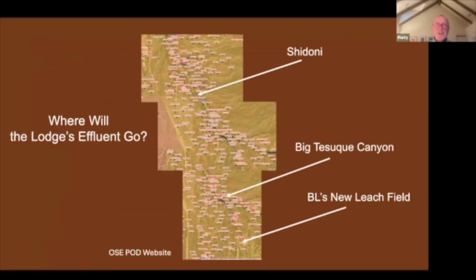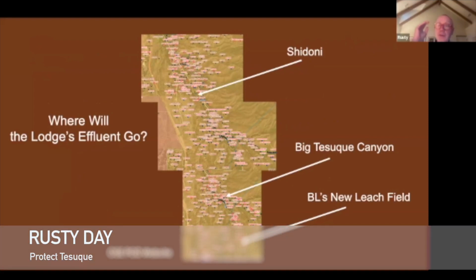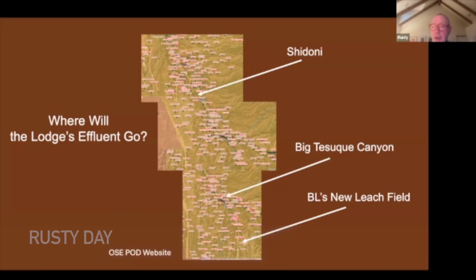So where will the lodge's effluent go? If they're going to put that much water over and over and over again into this little box of soil, where's all the water going to go? So I want you to just consider 2 points on the map here.